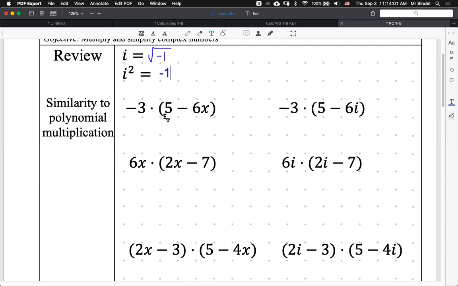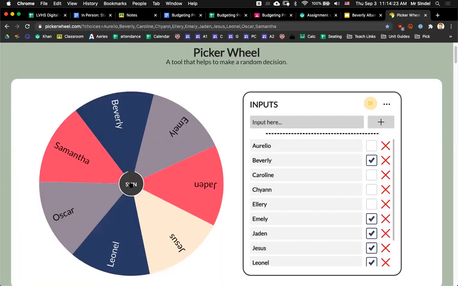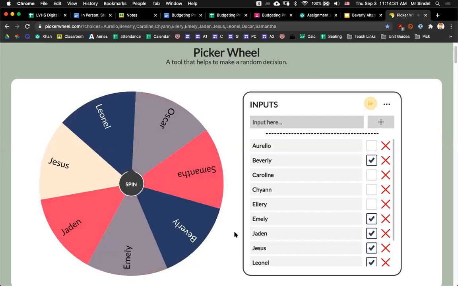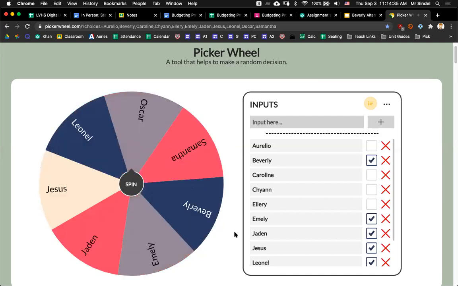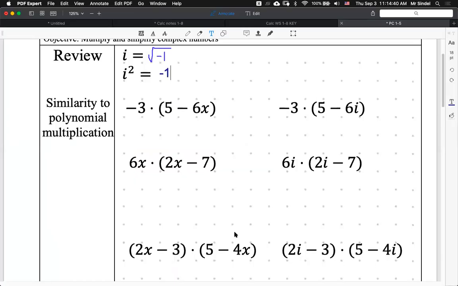If I have negative 3 and I multiply that through, can someone help me distribute? It has to be someone new. I have to get through everyone. Negative 3 times the quantity of 5 minus 6x. No one knew. Doing this again, until I get through everyone. Jaden, distribute negative 3 for us, please.